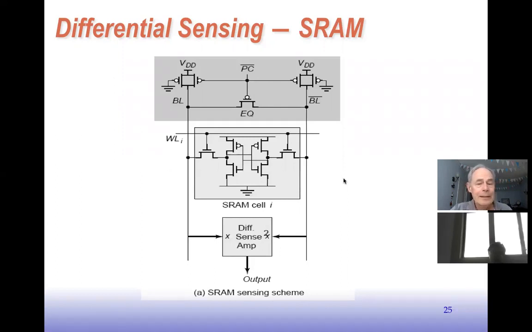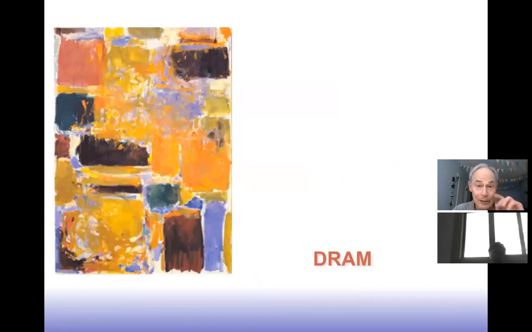It's less dense than DRAM, as we'll see. DRAM is a memory technology that's usually not combined with logic circuits because it requires a special process in order to make it very dense, as we will see. And DRAM relies on the principle of capacitive storage rather than feedback.